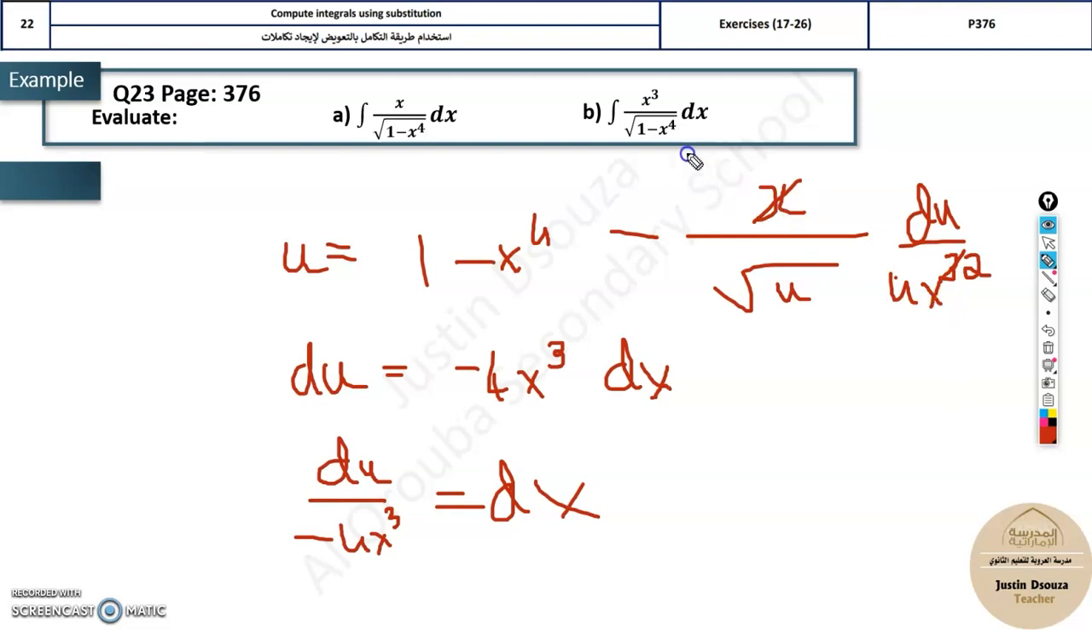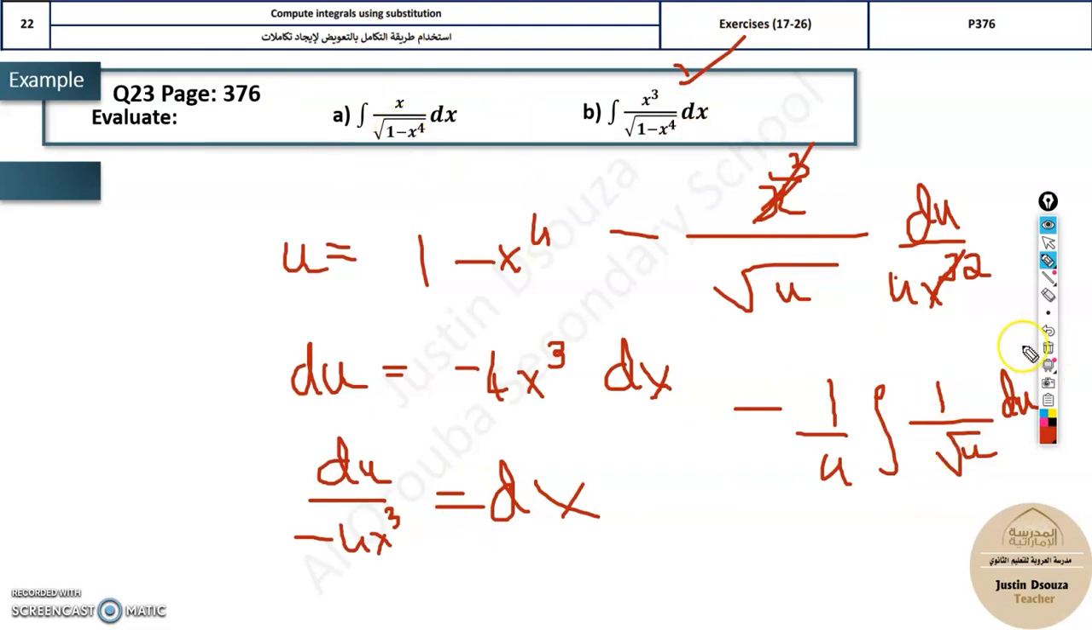It's not possible. Whereas over here in this second problem, it was x to the power 3. So this cancels off. Okay, it's fine. I can easily solve it. Minus 1 by 4 is a constant. Integral 1 by root u du. This is fine. We have done such a problem before. So this is very simple. This is it. This is how the substitution works.